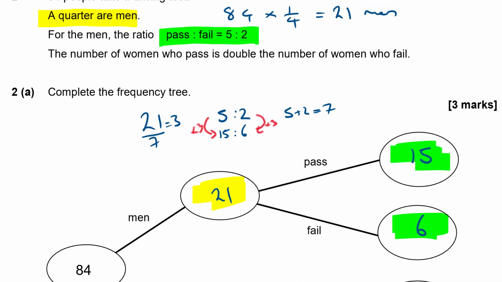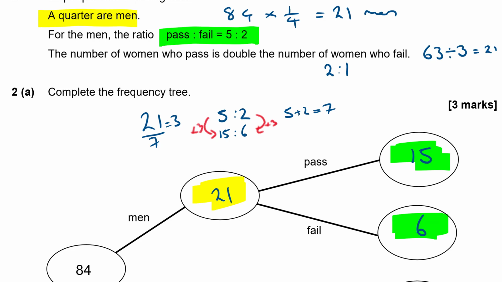Okay, finally it says the number of women who pass is double the number of women who fail. So rewriting that as a ratio then, the ratio of pass to fail, twice as many pass as fail. So that's a ratio of 2 to 1. Now we've got 63 women, haven't we? And if we're going to divide that into a ratio of 2 to 1, 2 plus 1 is 3. 63 divided by 3. 3 goes into 60 20 times, plus 1 is 21, isn't it?